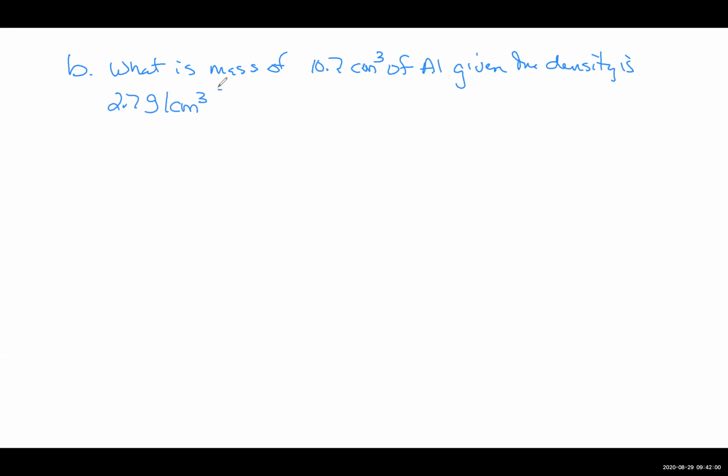Problem B. What is the mass of 10.7 cubic centimeters of aluminum given the density is 2.7 grams per cubic centimeter? So again, this is a density problem. So we're going to use density equals mass over volume. And now we have to figure out what is given to us. So starting out, just reading through the question, it says, what is the mass? So mass is what we're looking for, right? Mass is unknown.